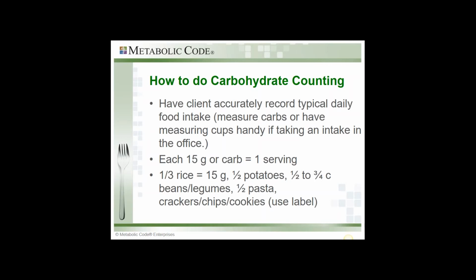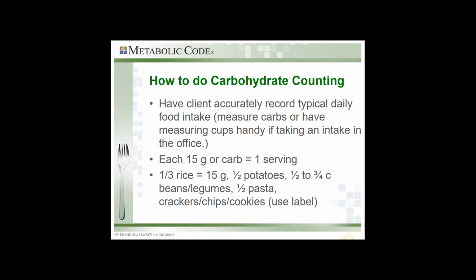But just be honest. You can have the clients do this on their own, or you can walk through it with them. You do it yourself, or if you have someone in your office, you could train them to do this. We have a carbohydrate counting tool available on our site, and you can use that form as a way to do this with people. I'll show you that in just a minute.